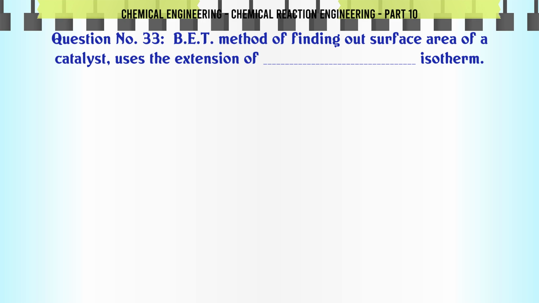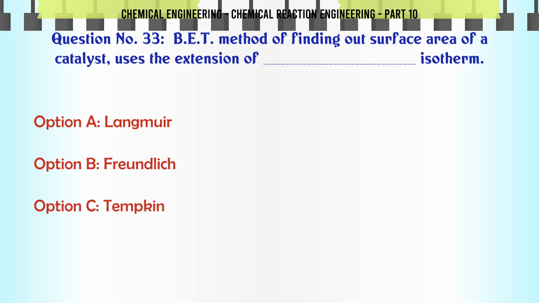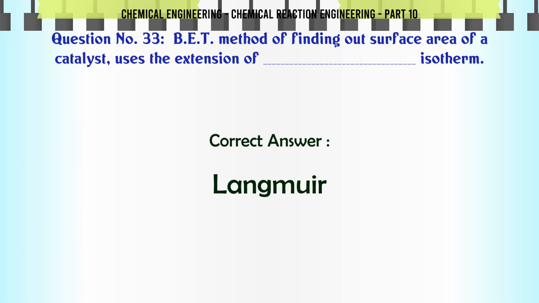B.E.T. method of finding out surface area of a catalyst uses the extension of which isotherm? A. Langmuir, B. Freundlich, C. Temkin, D. None of these. The correct answer is Langmuir.